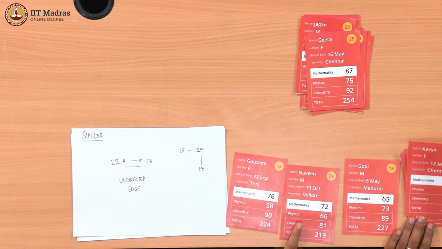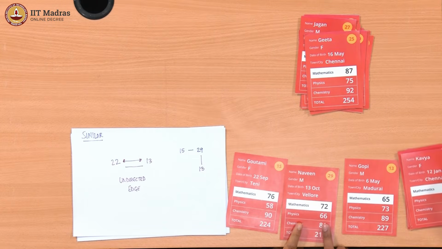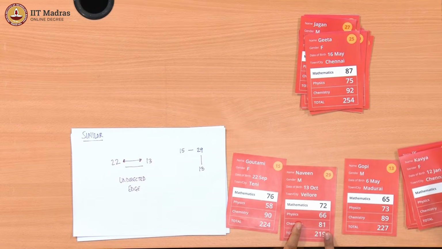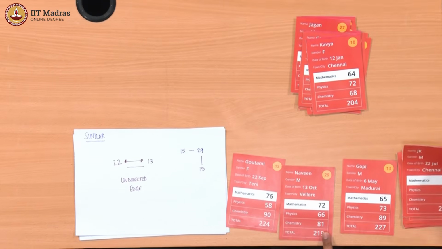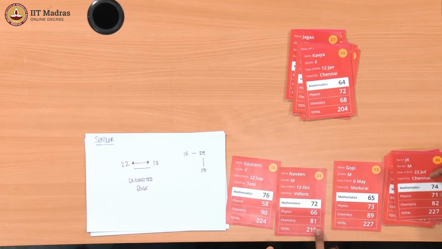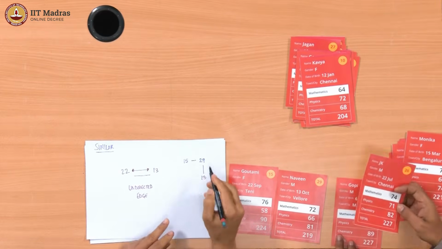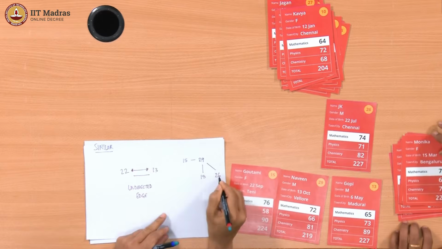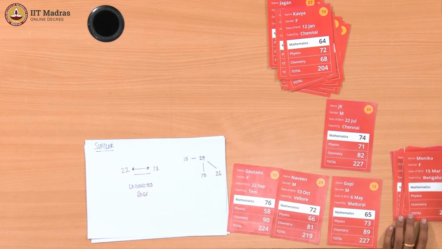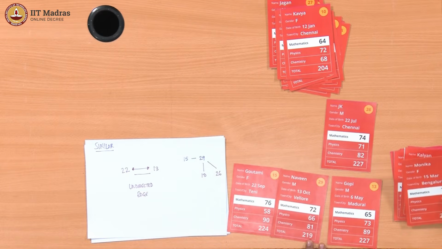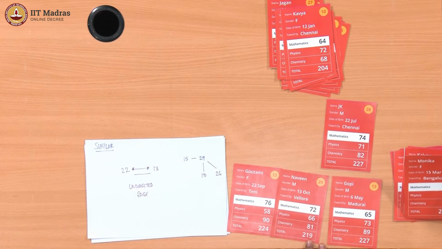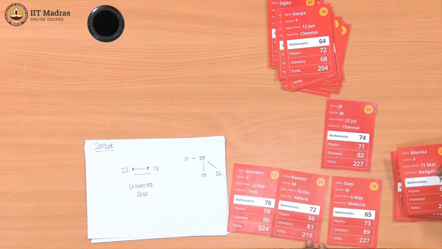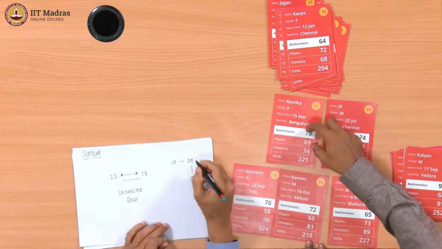Kavya. 72, 64 is possible. 66, 72 is possible. 80, no, that's too much. 72, 74, 66, 71. Naveen seems to be well located, better located in that sense. Then Naveen with Monica. 6 is possible. 69, 74, yes. So another one.